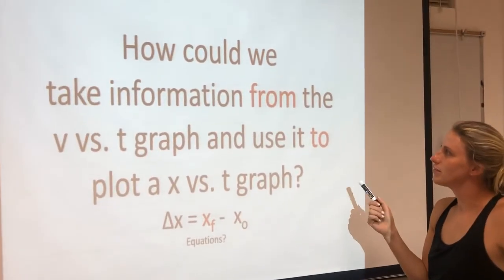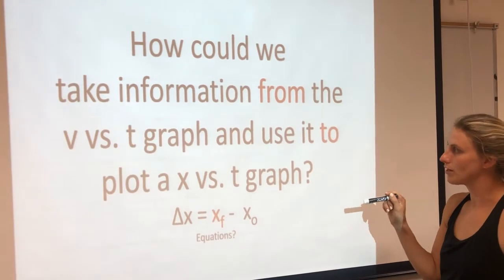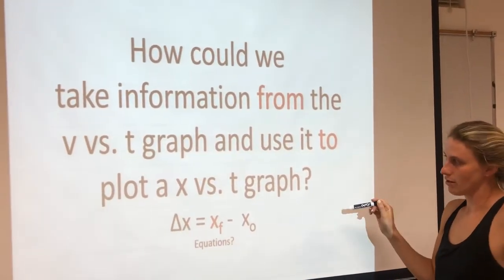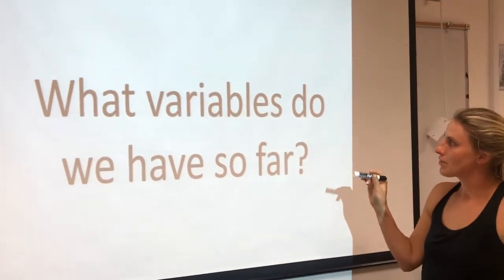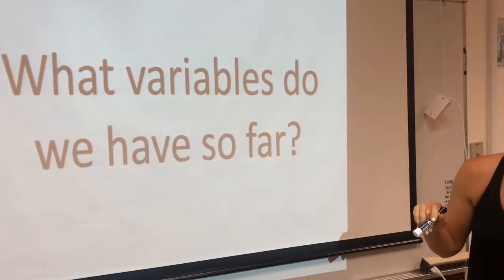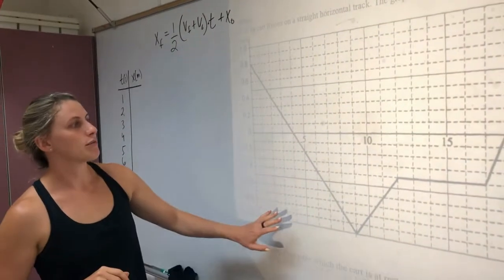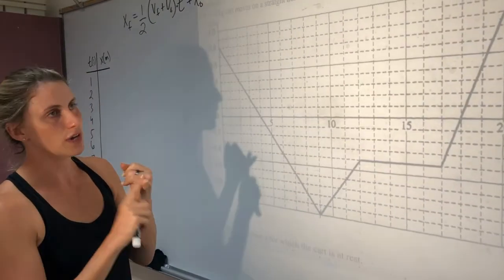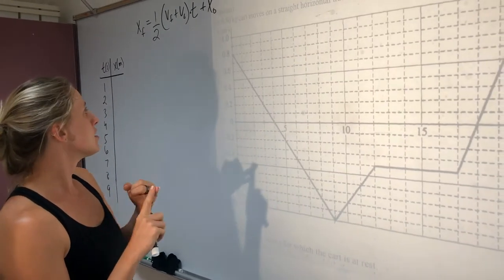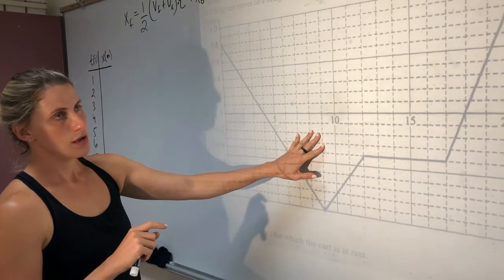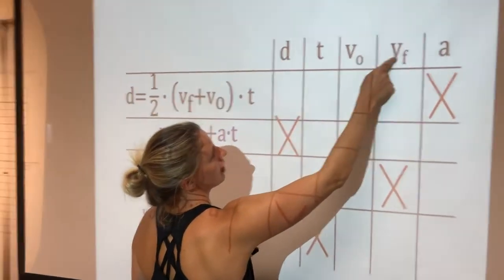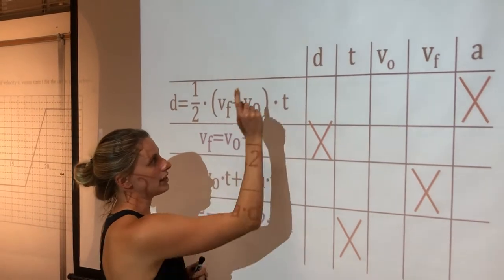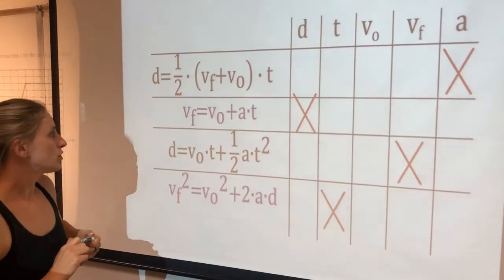So how could we take information from the velocity versus time graph that we've been working on and use it to plot a position versus time graph? In order to figure out how to do this, we need to think about what variables we have so far. On our velocity versus time graph, we have the slope of the line, which is the acceleration. So we've got the acceleration. We have the velocity, and we also have the time. But what we don't have is the displacement. And that is what we're looking for.